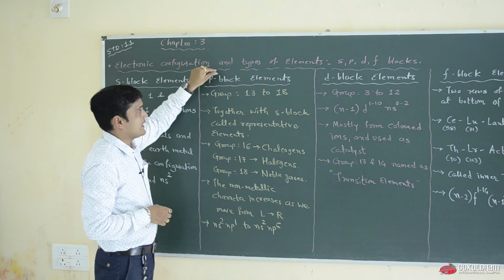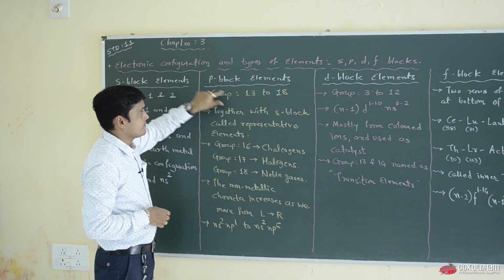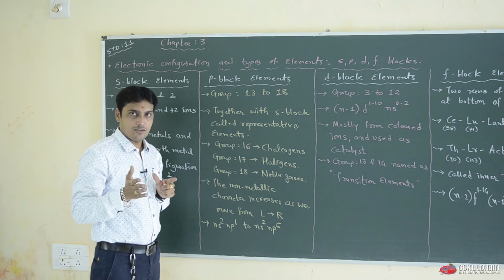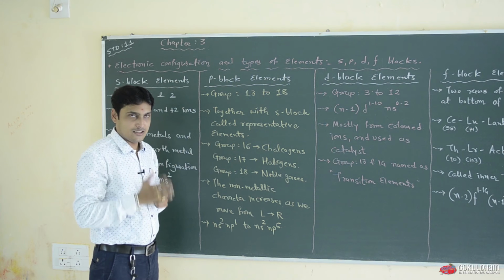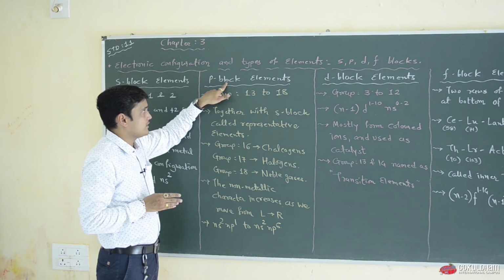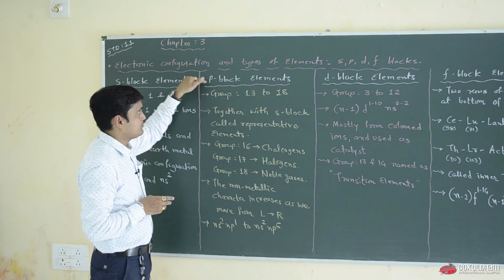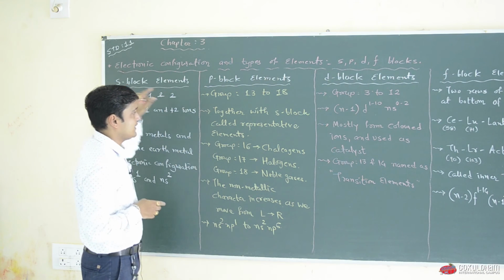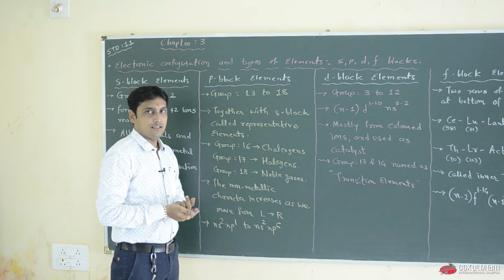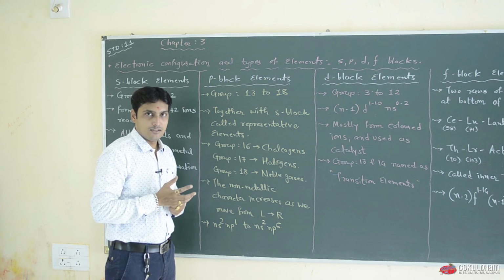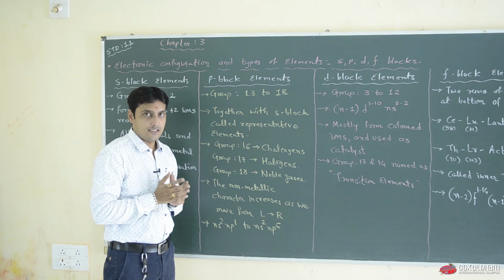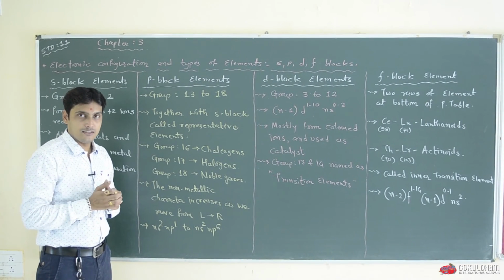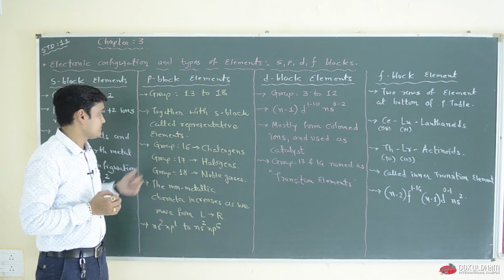Next, p block elements, group number 13 to 18, the last section of the periodic table on the right hand side. This block is known as p block elements. These p block elements together with the s block are known as representative elements. Representative means main elements of the periodic table. So groups 1, 2 and 13 to 18 are combinedly called representative elements.